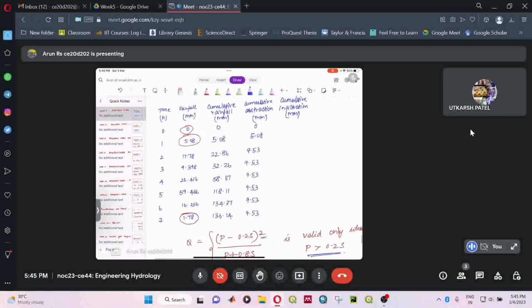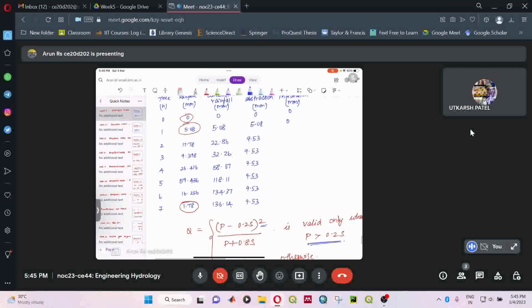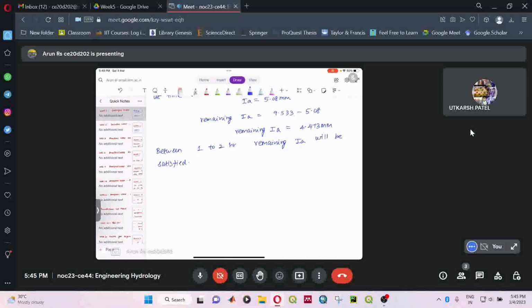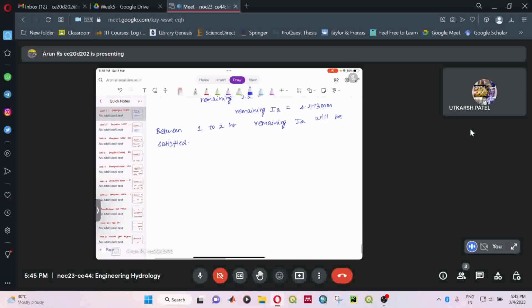So in the first two time steps, cumulative infiltration is zero, because that is part of initial abstraction. Understood, right? Yes, sir. And from the second hour, your infiltration starts to happen. So in the derivation of the curve number equation, we will be having a term called FA.